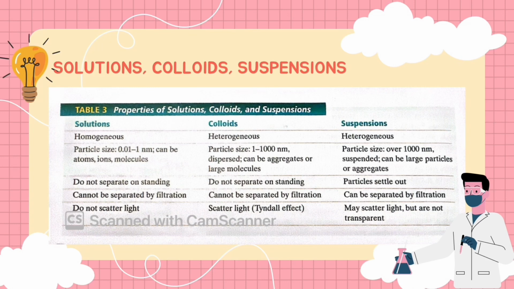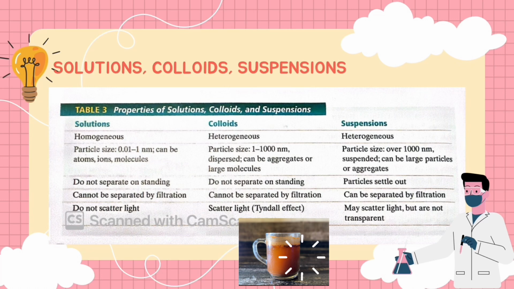And on the other hand are colloids. They are heterogeneous. Their particle size is from 1 nanometer to 1000. Their particles are not small like solutions and not large like suspensions. They do not settle out and cannot be separated by filtration. They scatter light, as we have seen in the Tyndall effect.